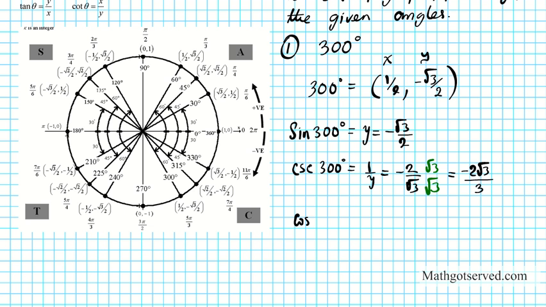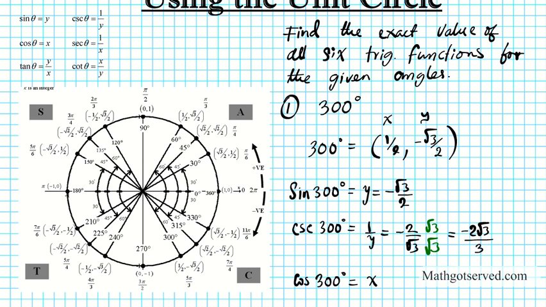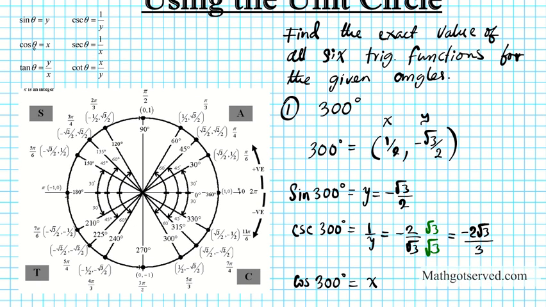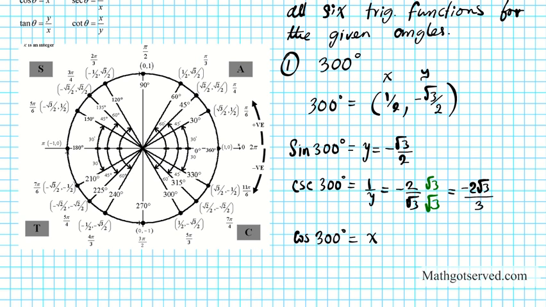Now cosine 300. Cosine 300 is your x coordinate from our unit circle ratios, because that's the adjacent divided by 1. Cosine theta is x. So in that case, we're going to have the x coordinate, which is just 1/2. And there goes your cosine.